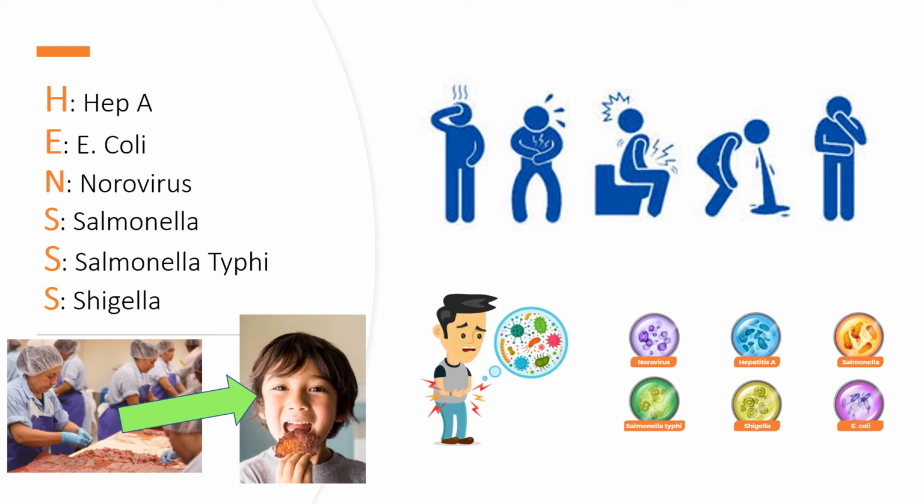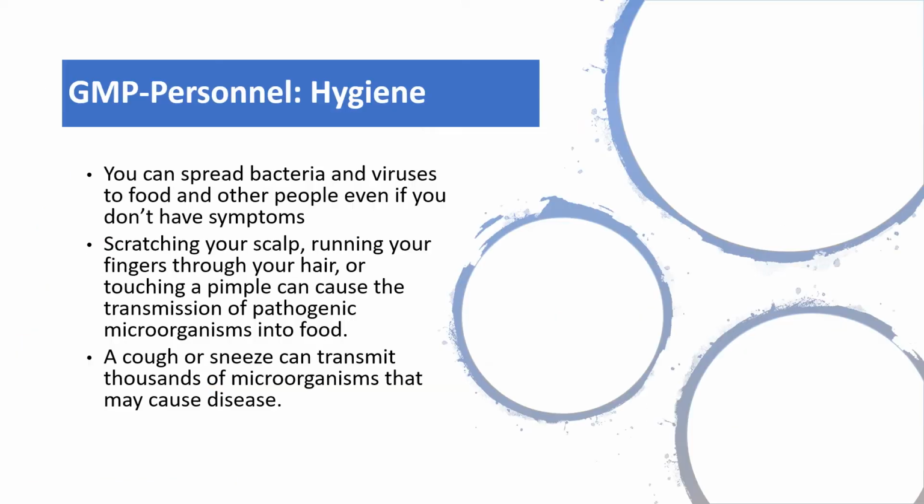The most common foodborne illnesses, known as the Big Six, are hepatitis A, E. coli, norovirus, salmonella, salmonella typhi, and shigella. We introduced the HENS acronym in the health policy training to help you remember that these illnesses must be reported to a manager and that you need to get a doctor's permission to return to work if you've been diagnosed with any of them. While naturally occurring bacteria is on our bodies, our immune system is keeping it under control. Once it is transferred to food, it can grow unchecked and cause foodborne illnesses.